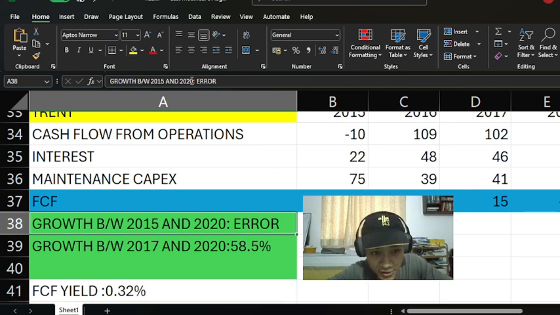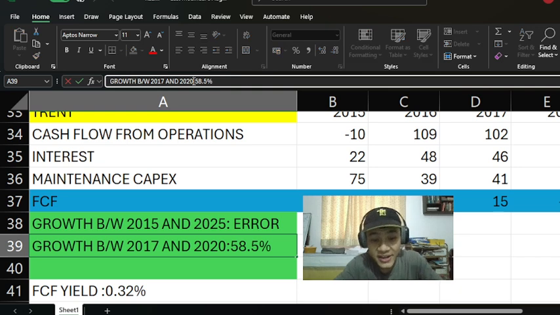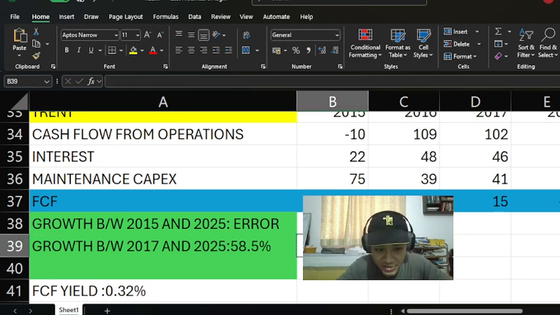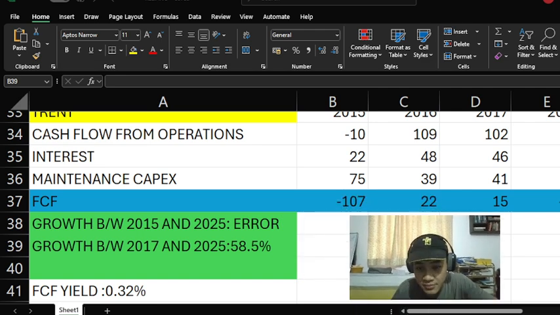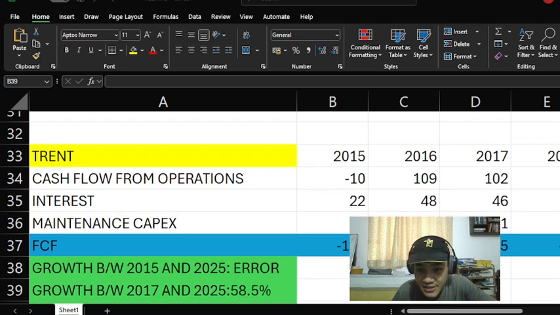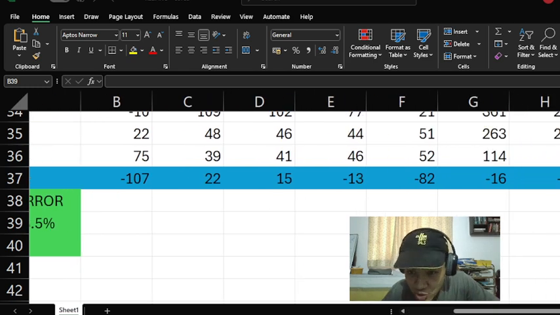But still, it's an error because in 2015, it was negative. So we can't actually calculate a percentage. The growth between 2017 and 2025 has been 58.5%. But again, we saw it's very fluctuating. 2017 base, 2017 free cash flow was 15 crores. So come on. Again, very fluctuating free cash flow.